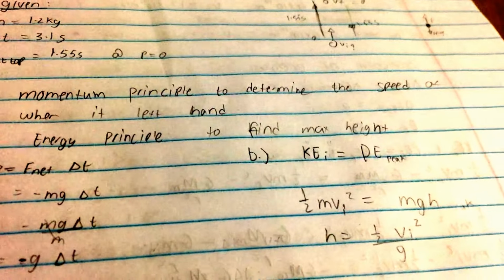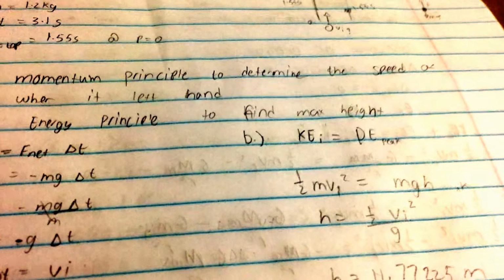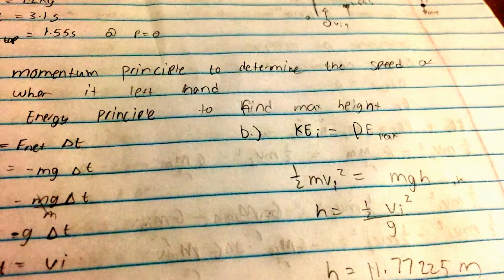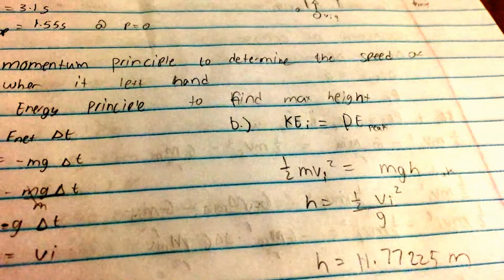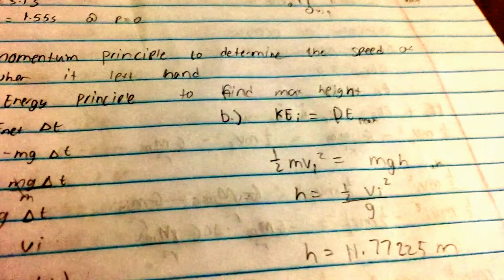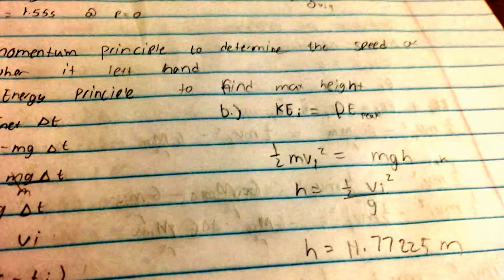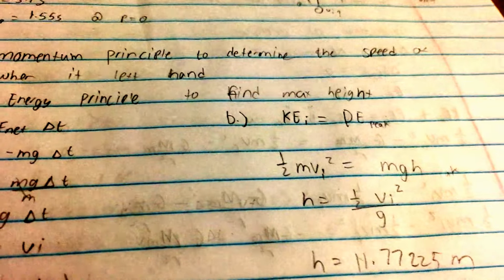As it changes from heading upwards to heading downwards, use the momentum principle to determine the speed that the ball had just after it left your hand, then use the energy principle to determine the maximum height above your hand reached by the ball.